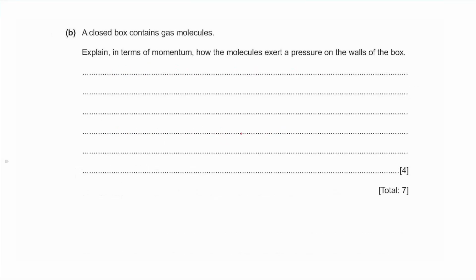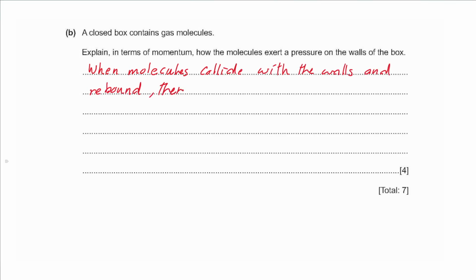Part B says a closed box contains gas molecules. Explain in terms of momentum how the molecules exert a pressure on the walls of the box. We can start by saying when molecules collide with the walls and rebound, there is a change in momentum which exerts a force over the area of the walls.